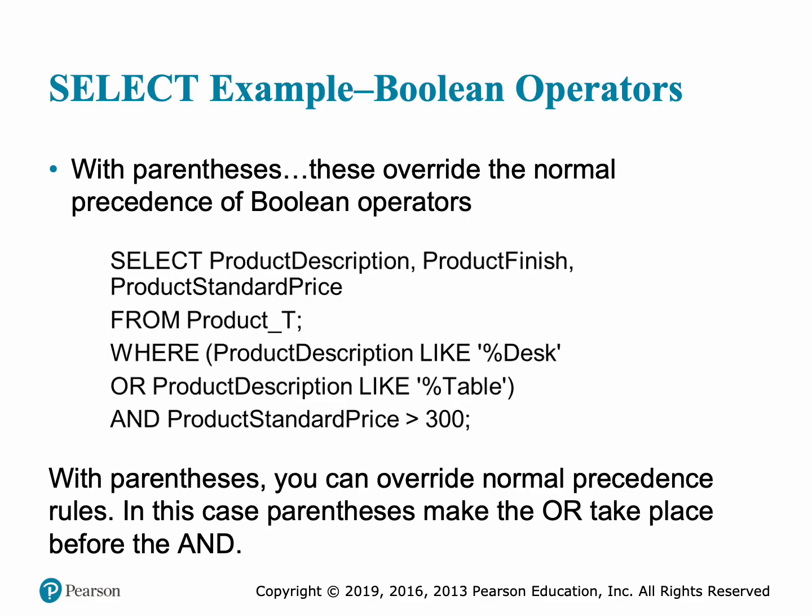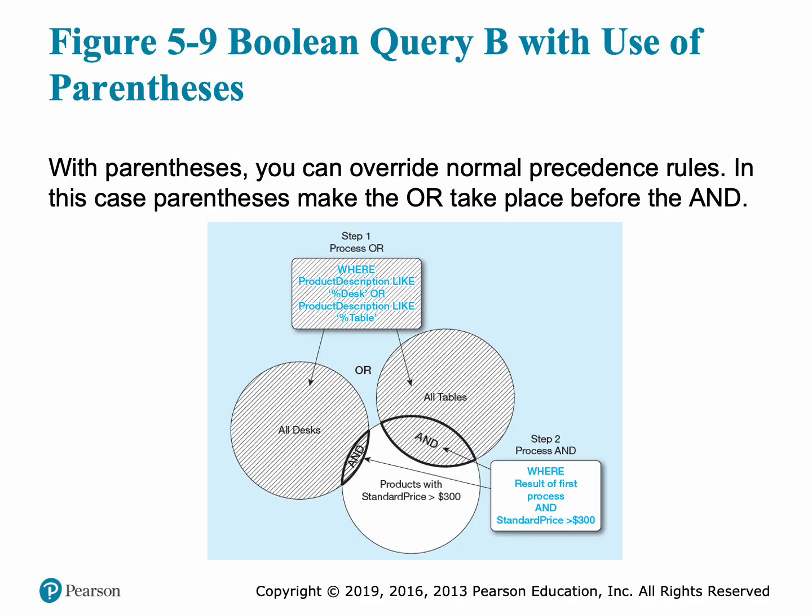So with parentheses, these override the normal precedence of Boolean operators. Select product description, product finish, product standard price from product T, where product description like percent sign desk or product description like percent sign table and product standard price greater than 300, as we discussed earlier. With parentheses you can override the normal precedence rule. In this case parentheses make the OR take place before the AND.